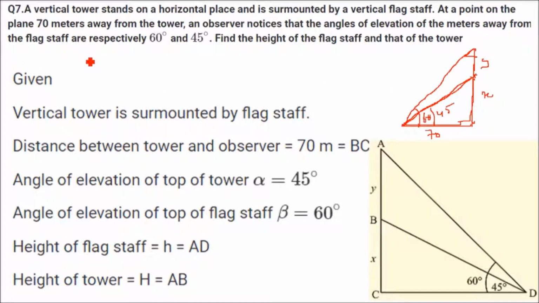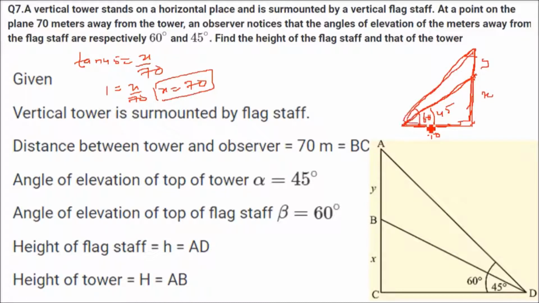So what is tan 45? I'm taking this triangle. Tan 45 is perpendicular by base, x by 70. But tan 45 is 1. So you get x equal to 70. So the height of the tower is 70. Now let us come here.